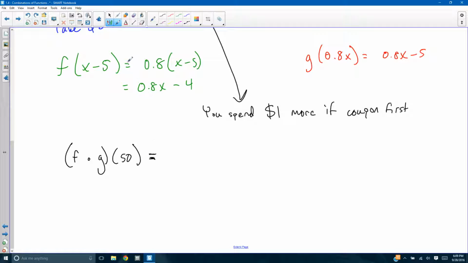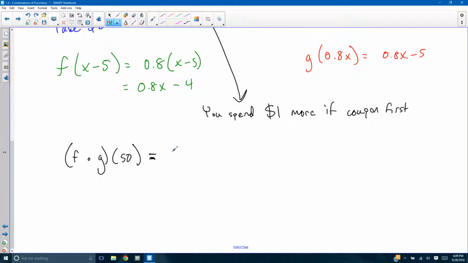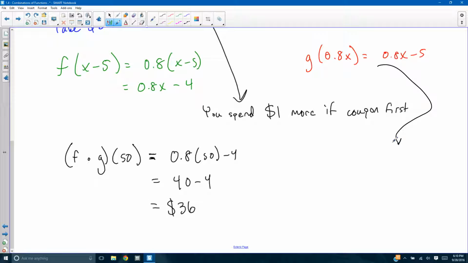We want to find out if we take off $5 first and then apply the coupon, it would come out to this. 0.8 times 50 is 40, minus 4 is 36. $36 for the shirt after both items are applied. For this one, if we do g of f of 50, excuse me, that's going to be 0.8 times 50 minus 5, which is 40 minus 5, which is $35.